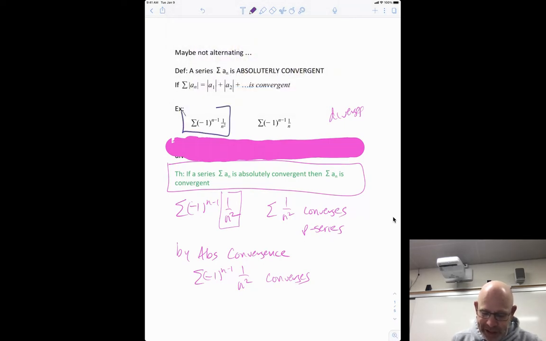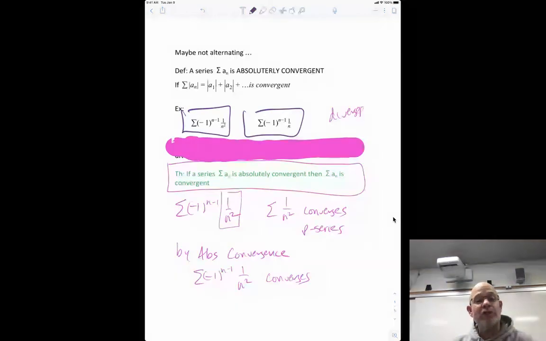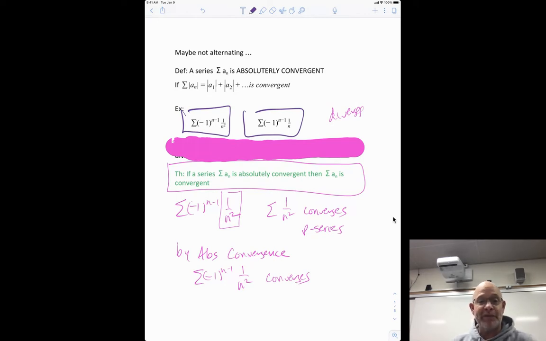If I did an alternating series test, both of these things in purple would converge because the limit as n approaches infinity of 1 over n squared is 0. The limit as n approaches infinity of 1 over n is 0. So they both converge by the alternating series test.